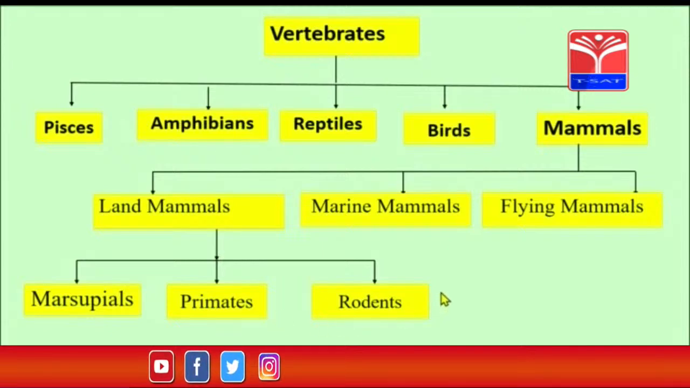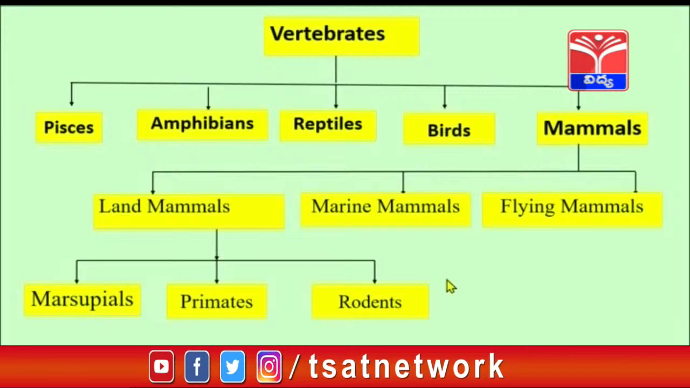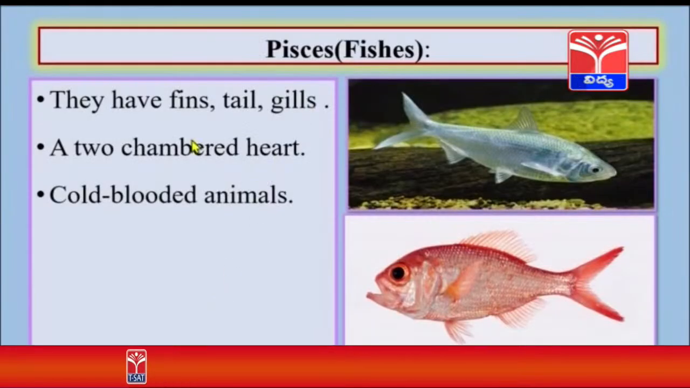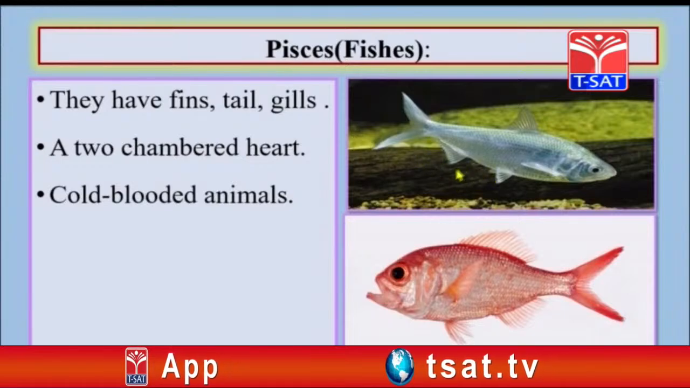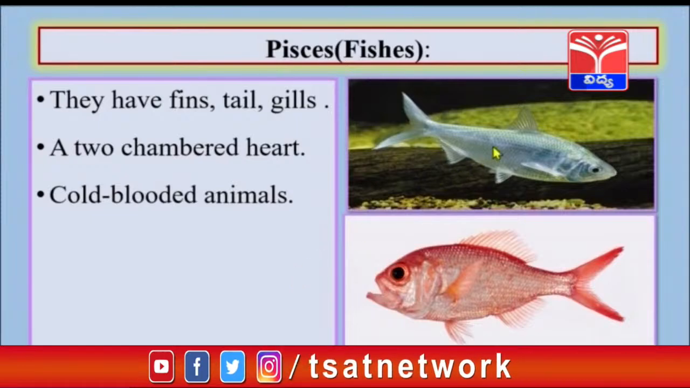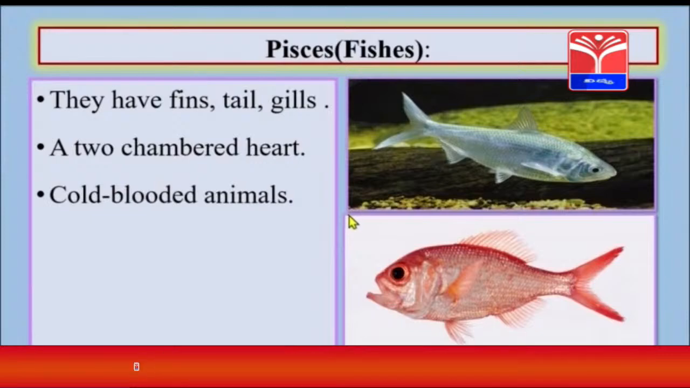Now let us see the characteristic features of vertebrates. Pisces or fishes, they have fins, tail and gills. A 2-chambered heart is present. These are cold-blooded animals. That means their body temperature depends upon the atmospheric temperature.